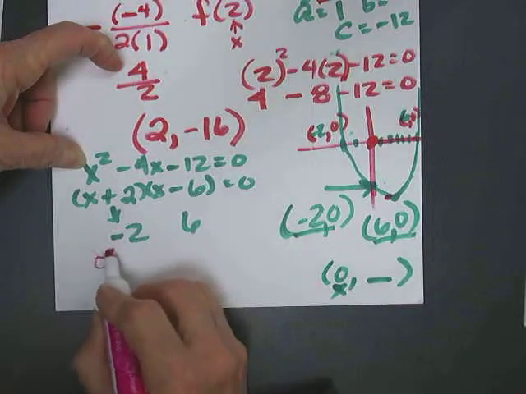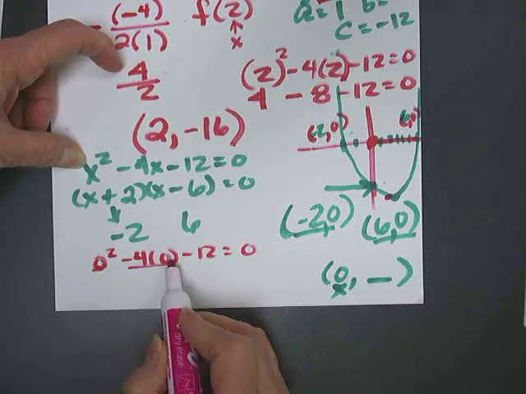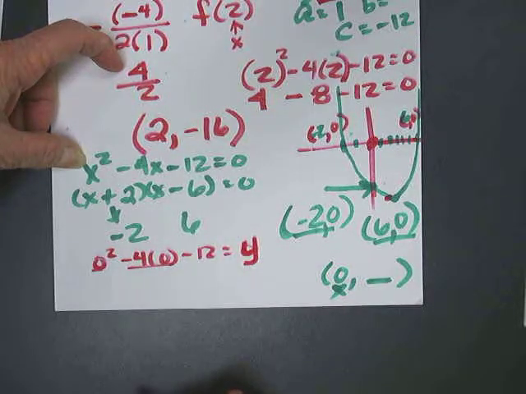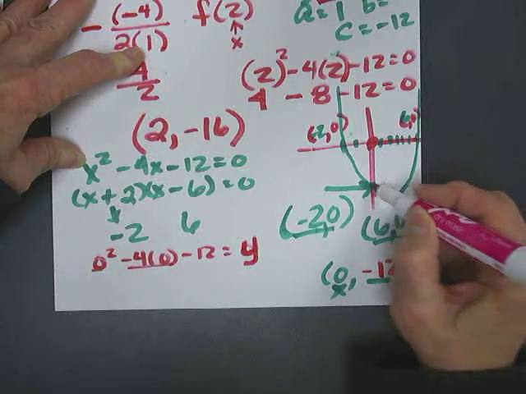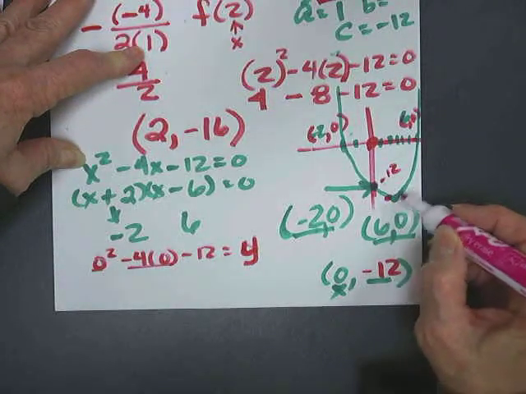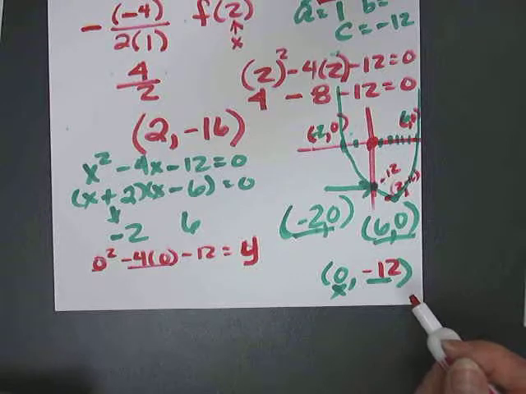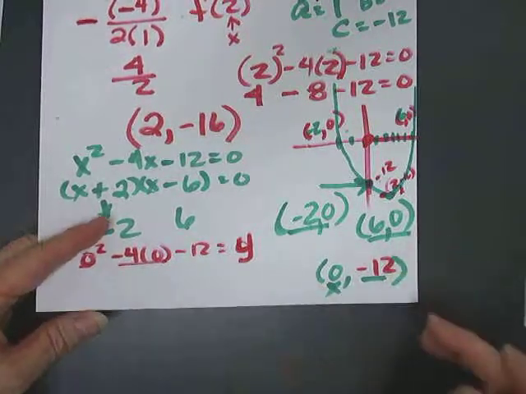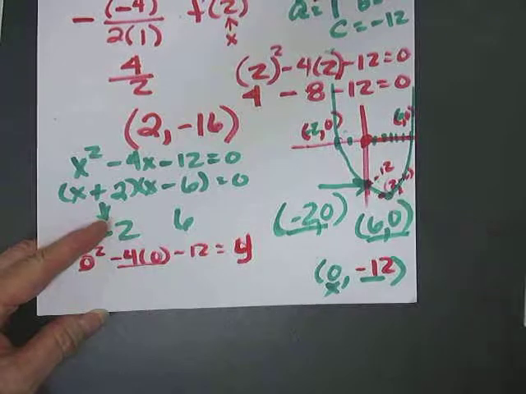It looks like 0, something, right? So that means you're going to put 0 for x. So go to this and put 0 for x. 0 squared minus 4 times 0 minus 12 equals 0 minus 0 minus 12. That's actually equal to y, sorry, because we're looking for our y. Negative 12. So this should have crossed here, at negative 12. If you have all those points on there, you just kind of draw it if you're doing it on paper.